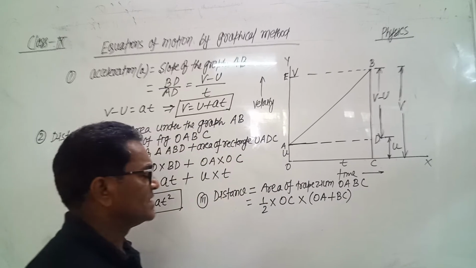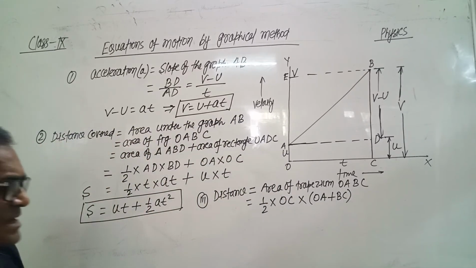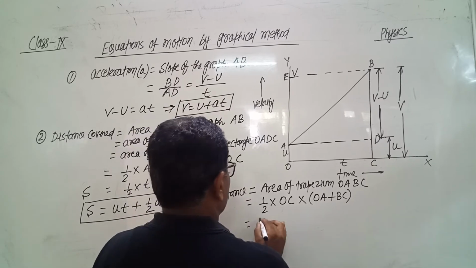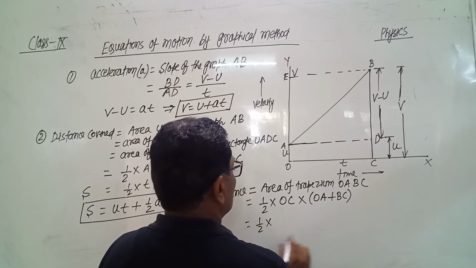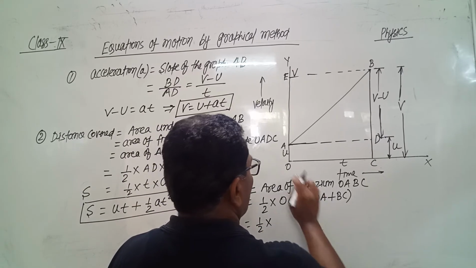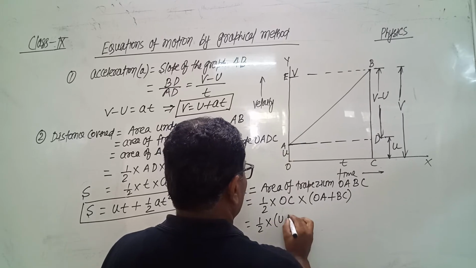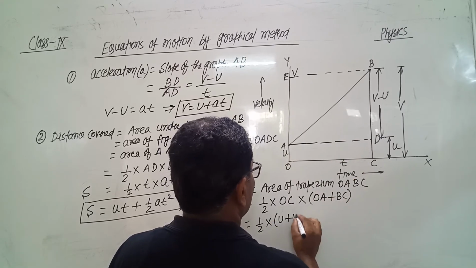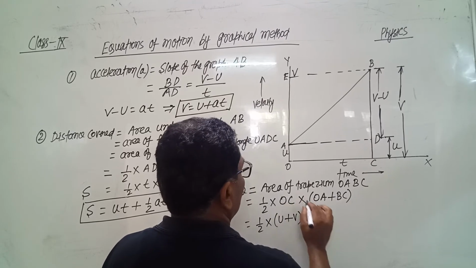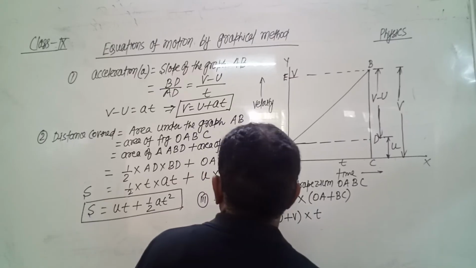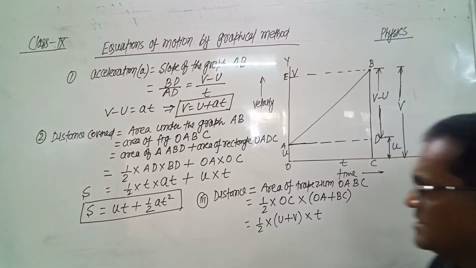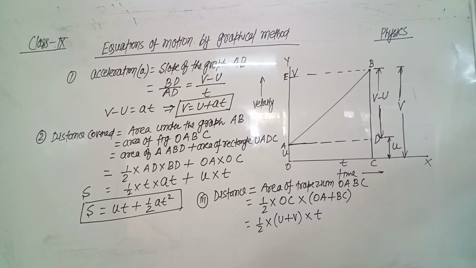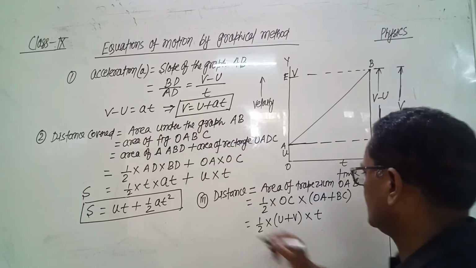Sum of parallel sides means OA plus BC. So 1 by 2 into the value of OA is U, the value of BC is V, and the value of OC is T. The value of AC is T. Now we will eliminate T from this equation.